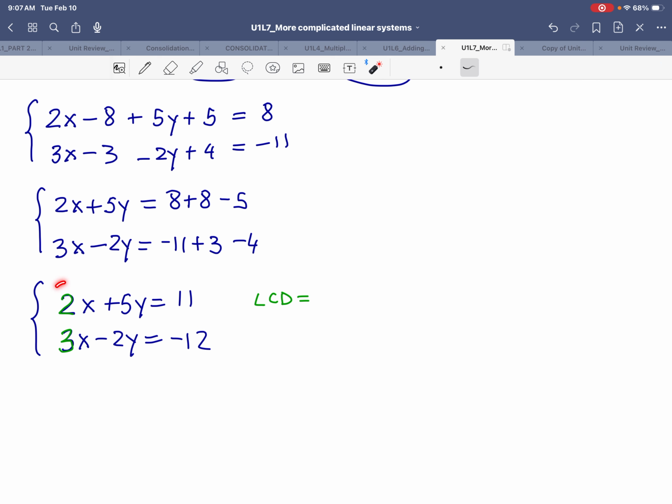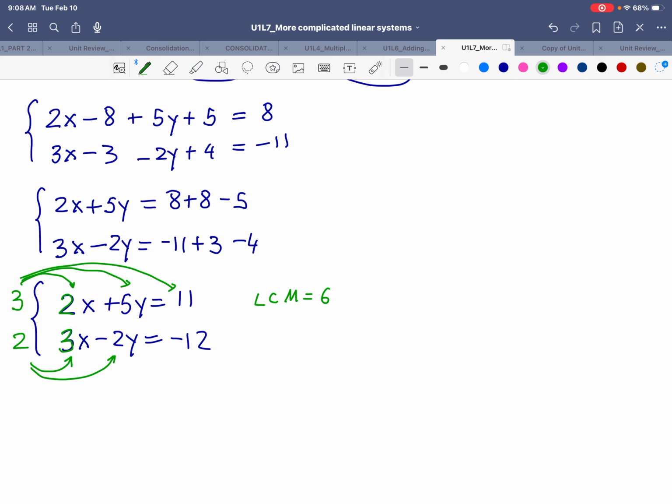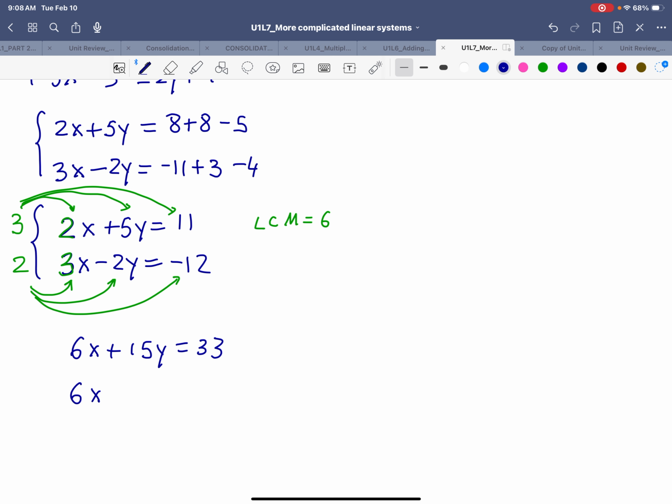Okay, so 2 and 3, lowest common multiple is going to be equal to 6. And that means I'll multiply here by 3 and here by 2. Remember to multiply every single term. Don't forget, even the one that is on this side. Multiply every single term here as well. Don't forget, even this number that is on the right side. Now, we're going to rewrite the equations. 6x plus 15y equals 33. And then 6x minus 4y equals negative 24.